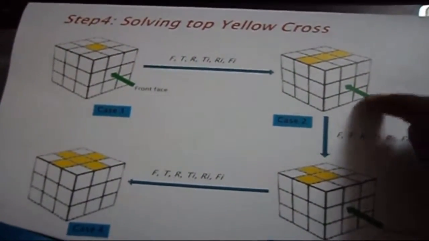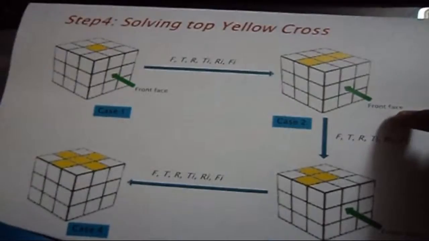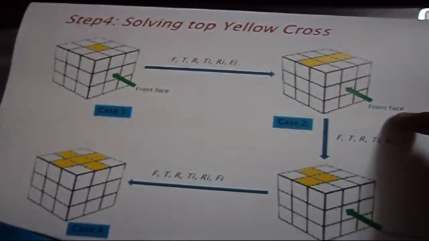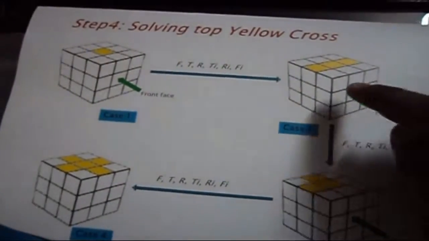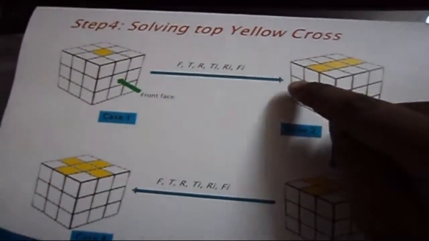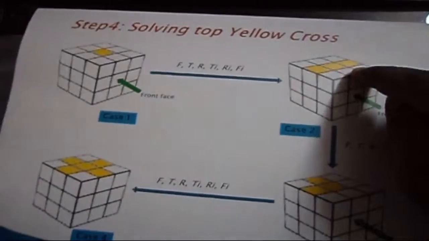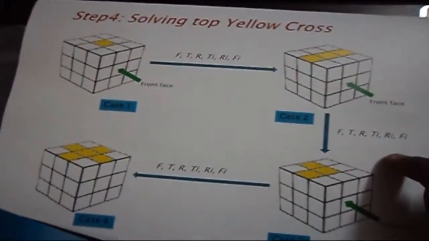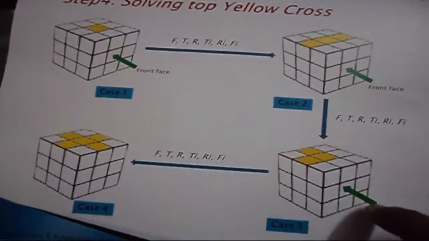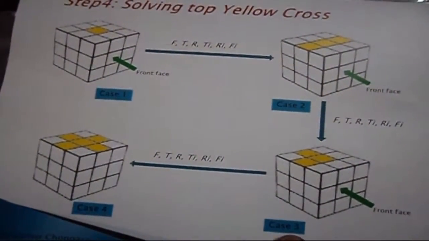holding the cube like this. I mean to say that you need to hold the cube in such a way that this particular face is the front face. So you need to have a horizontal line like this. If you perform the same algorithm once again, then the cube will change to case 3.